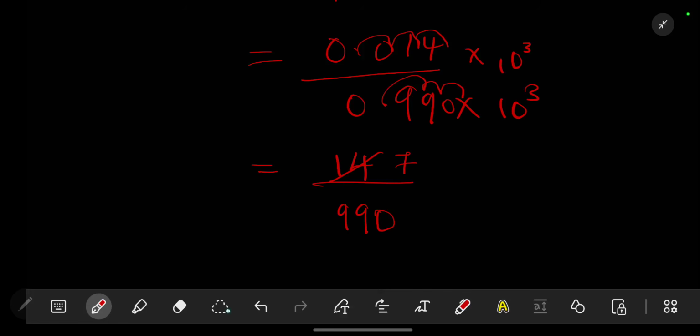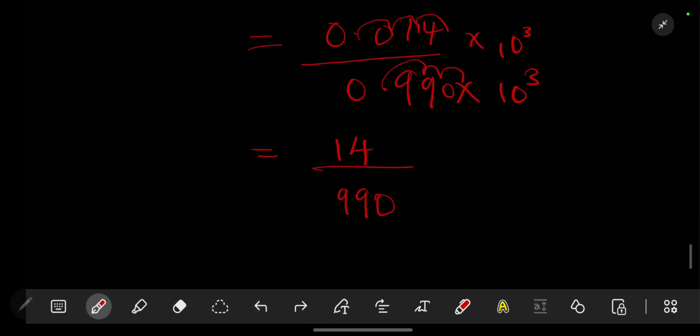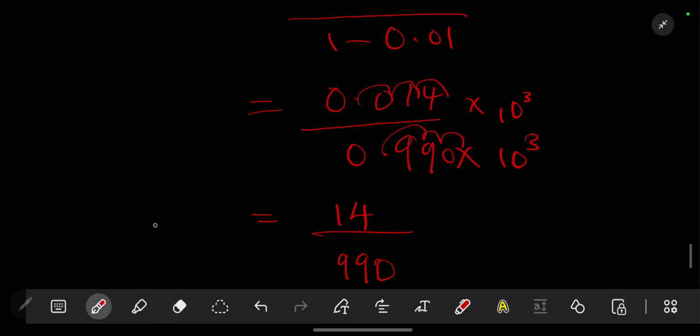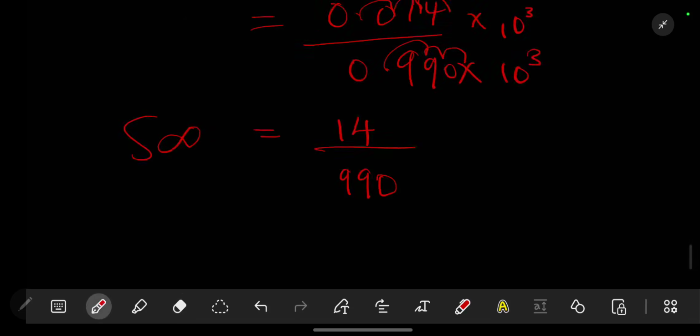Okay, let me be careful. Let me not do that, because of that other number 0.2. It has got a 10. Then after you reach this stage, so this is the sum to infinity. It is equal to that.